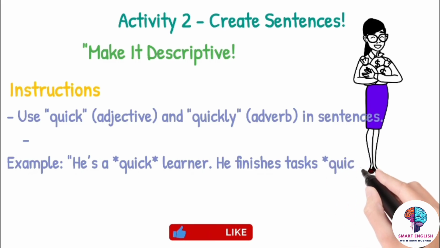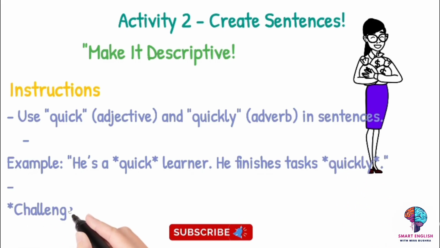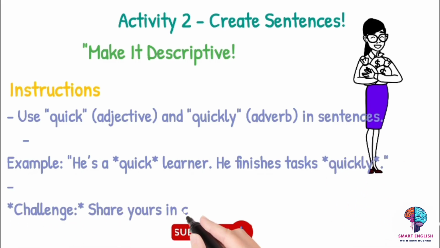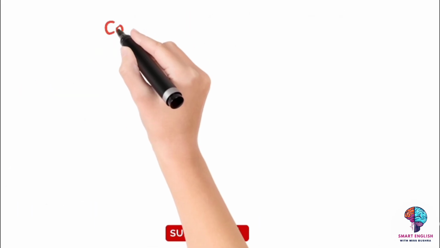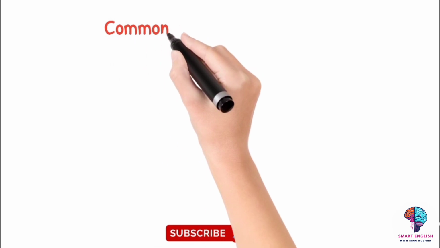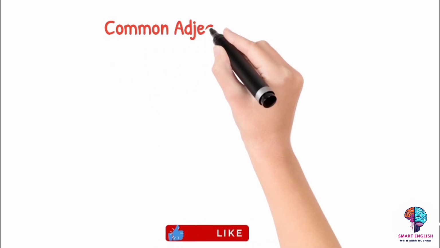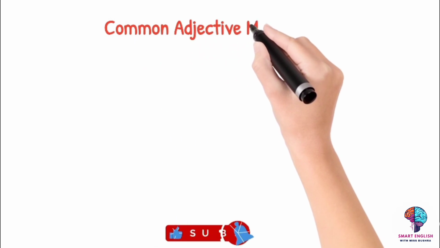Instructions. Use the adjective quick and the adverb quickly in sentences. Example: he is a quick learner, he finishes tasks quickly. Now you have to make one small sentence in the comment to make me understand how my smart students are learning.